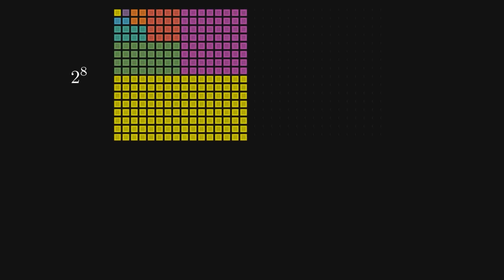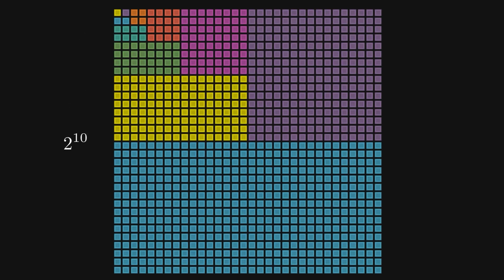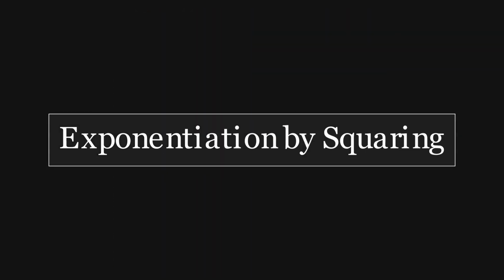Here's a visual representation of the naive exponentiation process. Since our base is 2, each multiplication doubles the result. If we used base 3, each step would triple the result instead. What if we could compute exponents much faster than the naive method? That's exactly what exponentiation by squaring does.